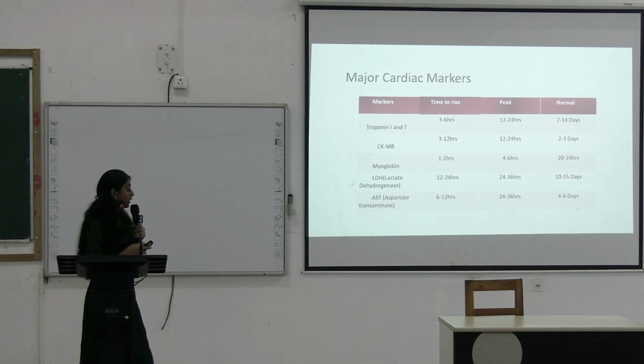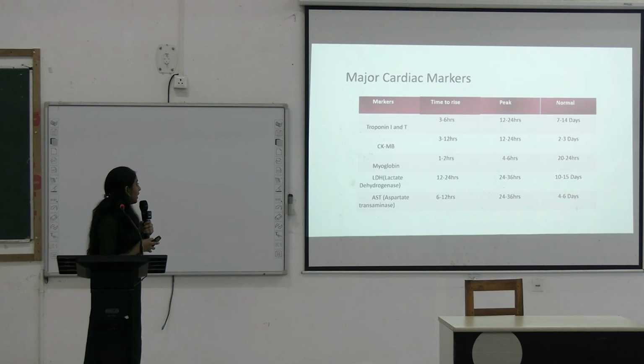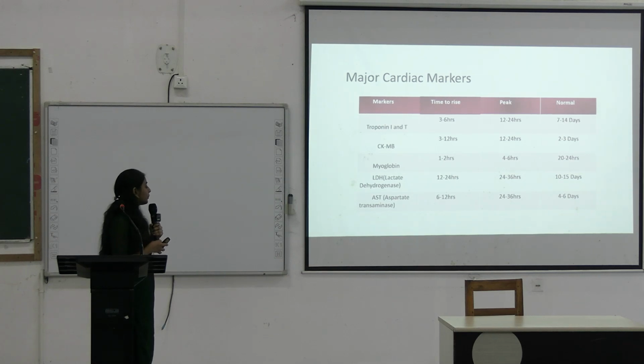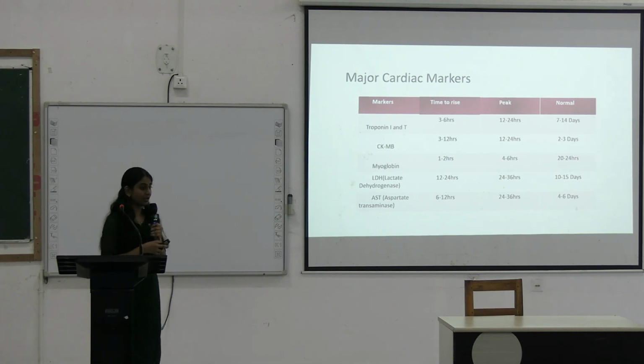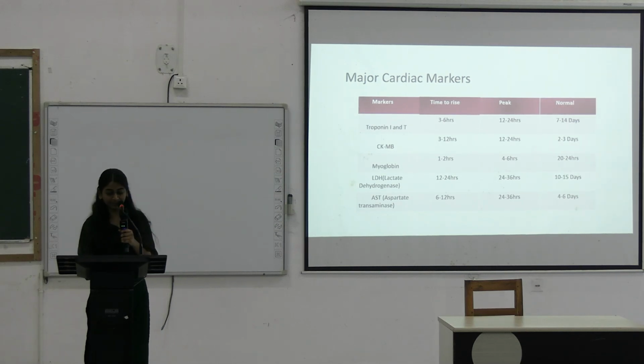Myoglobin rises within 1 to 2 hours, which is pretty early. Then it peaks in 4 to 6 hours and goes back to normal in 20 to 24 hours. Then we have LDH, which rises in the span of 12 to 24 hours, reaches its peak in 24 to 36 hours, and goes back to normal in 10 to 15 days. And then we have AST. AST rises in the span of 6 to 12 hours, reaches its peak in 24 to 36 hours, and goes back to normal in 4 to 6 days.